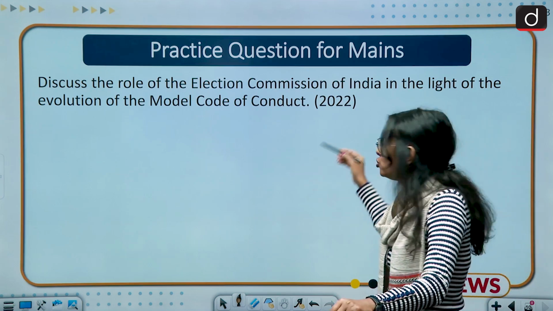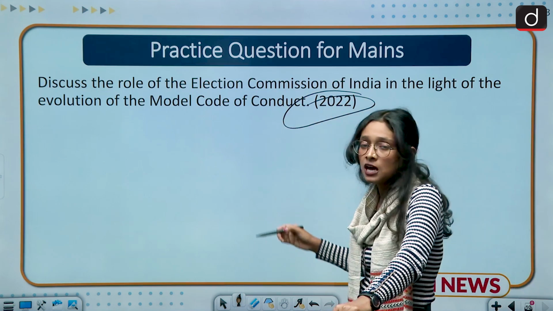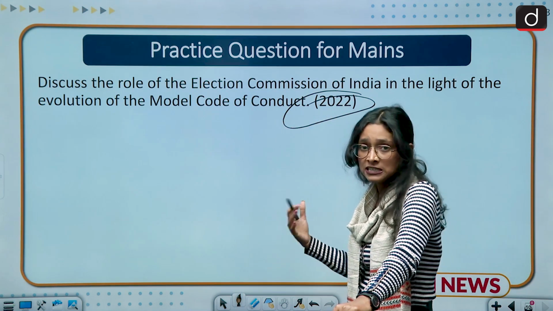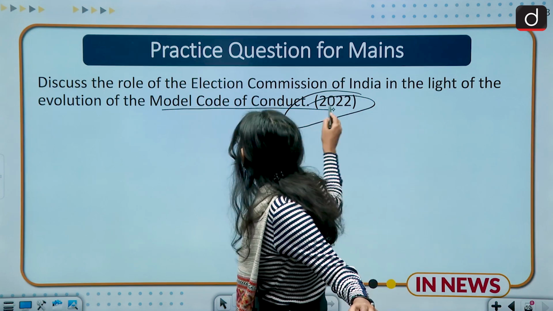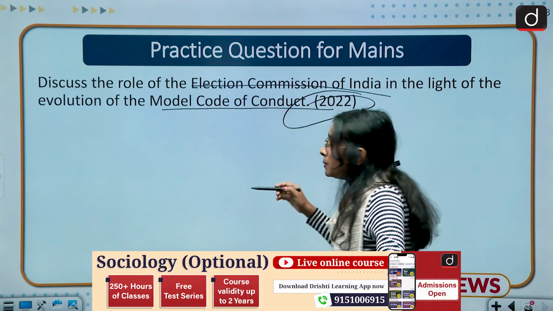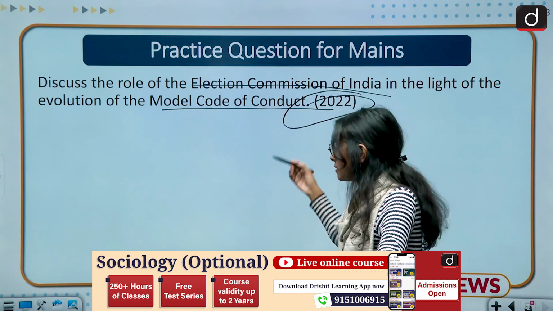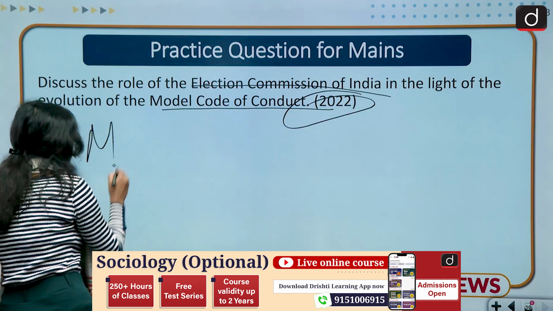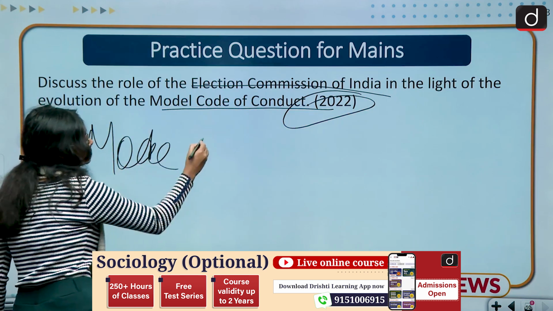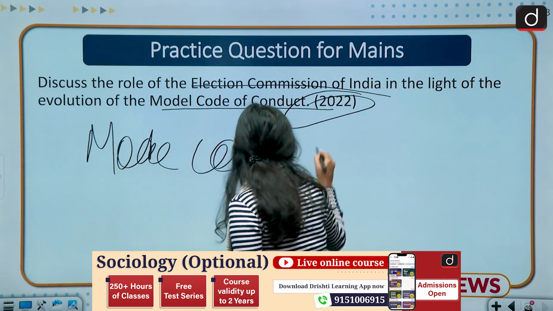And this is the PYQ. It means that this has been already asked in 2022, which is recently it has been asked. So here the question is about model code of conduct and Election Commission of India, but the main focus is on model code of conduct. So what you have to do in the intro part is to introduce this term, model code of conduct.